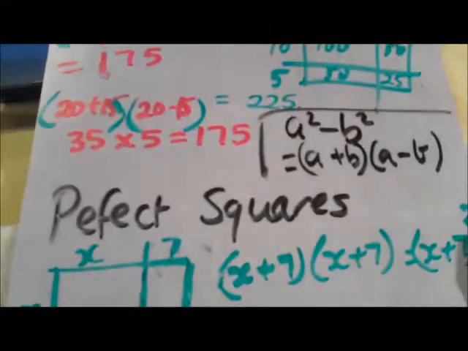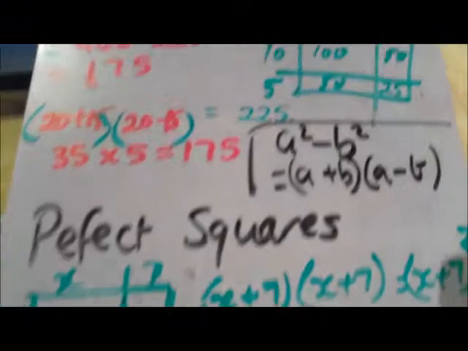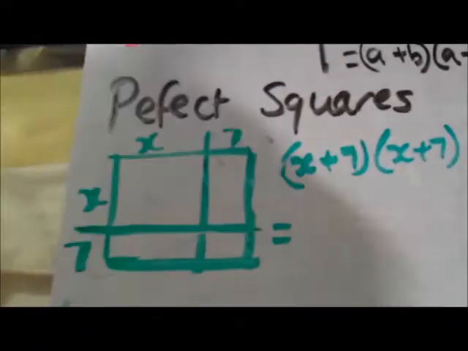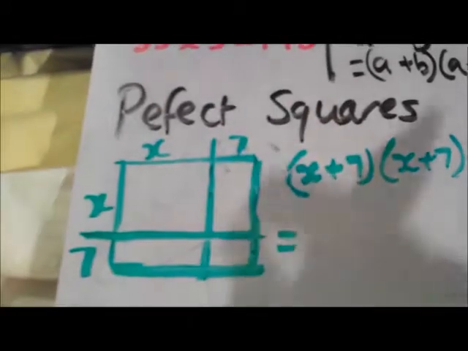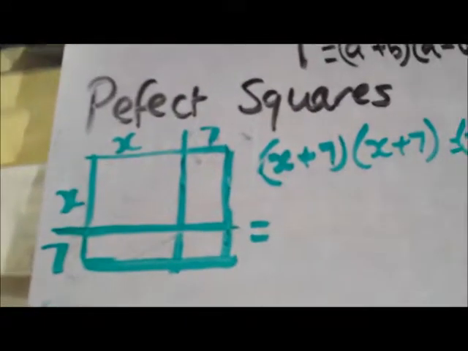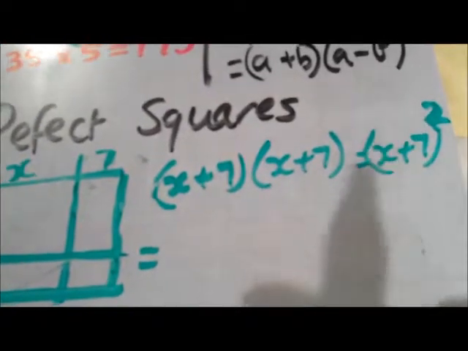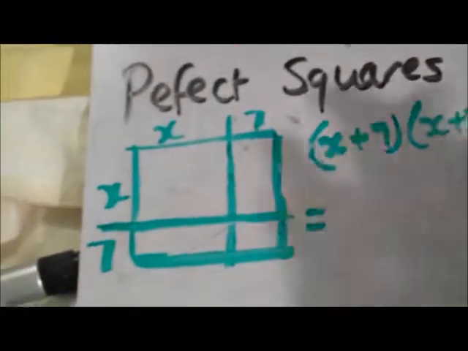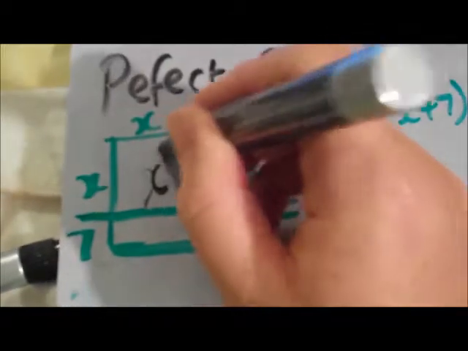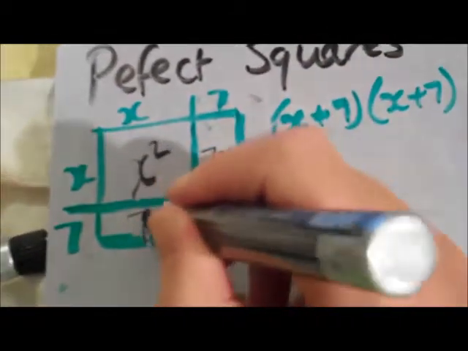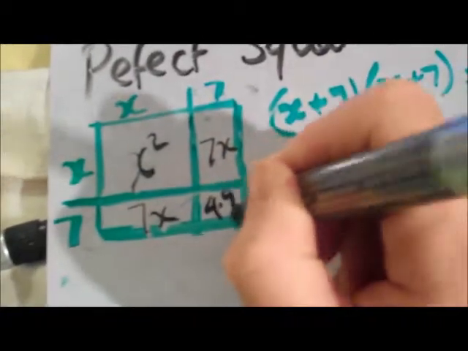The next one is perfect squares. So this one is not a rectangle, but a square. So here, for instance, I've got x plus 7 all squared. So x plus 7 times x plus 7, or x plus 7 all squared. So you can see that that's x squared plus 7x plus 7x plus 49.